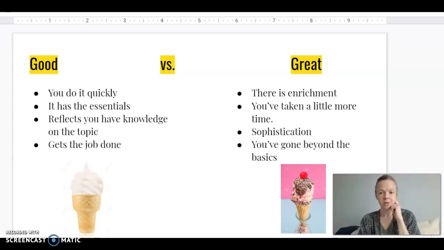So in a great intro, there is enrichment. You have taken a little more time, you have hit that sophistication, and you've gone beyond the basics of the good introduction. So in a little bit, I'm going to show you technically what an intro does. If it's a great intro, you're going to go beyond just those technicalities a little bit.